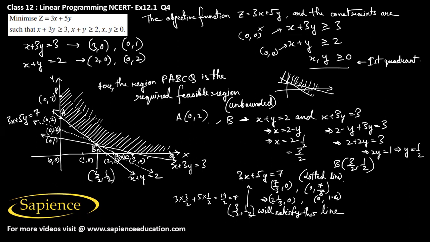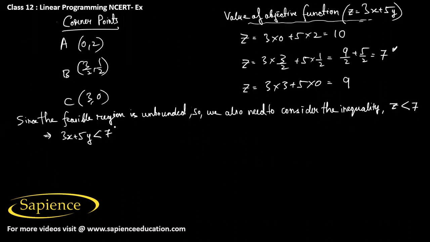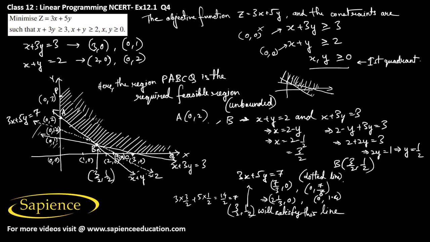Here we can see that 3x plus 5y is less than 7. So in this region, the origin will satisfy this inequality. Here we can see that there is no point in the solution region of this inequality, 3x plus 5y less than 7, in common with the feasible region. So hence the minimum value will occur at the corner point B only.